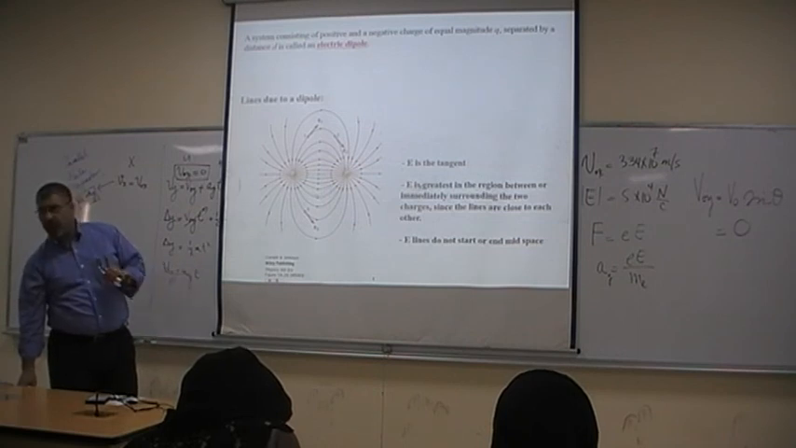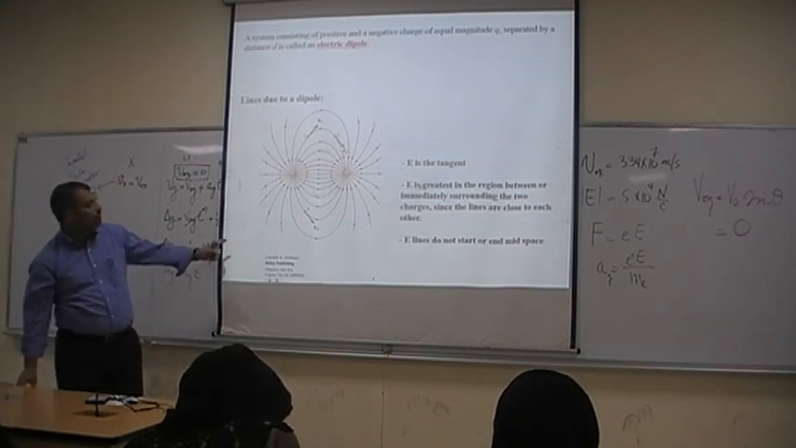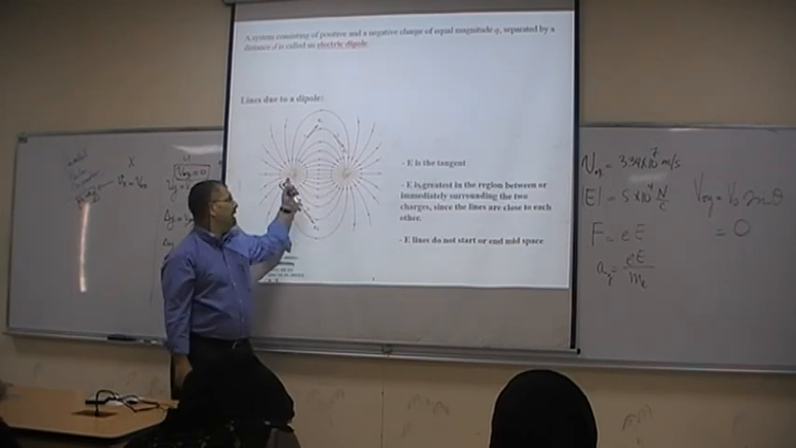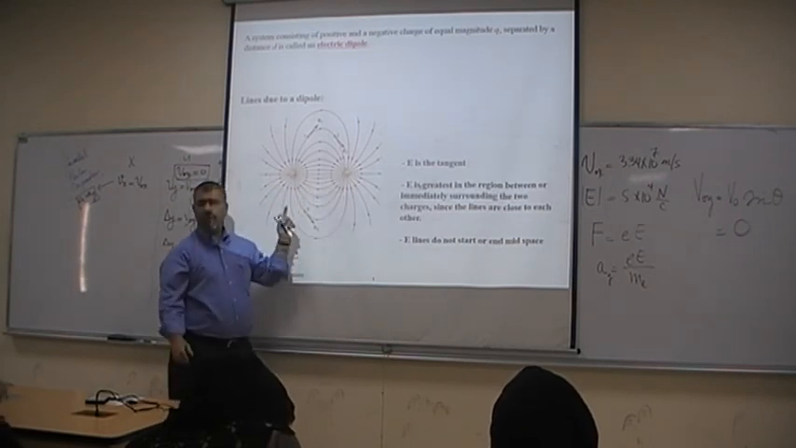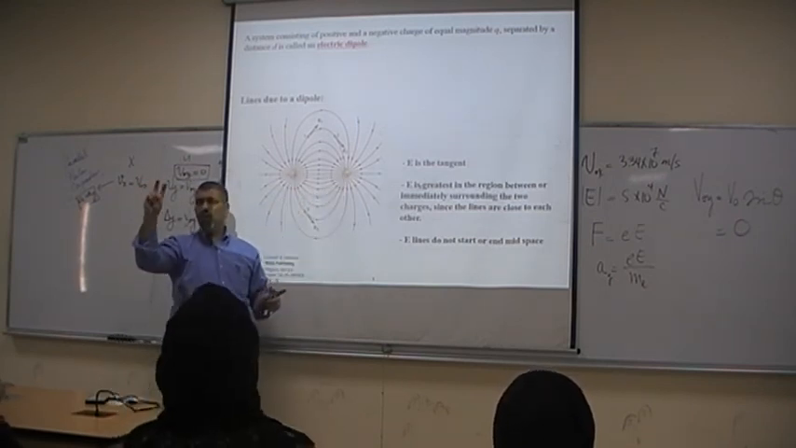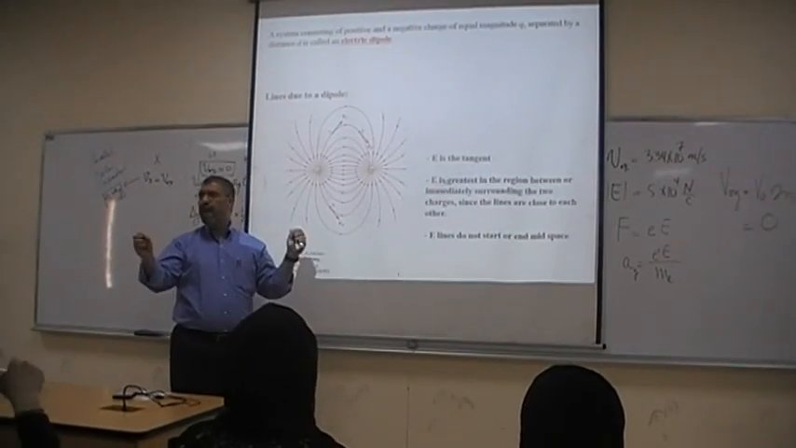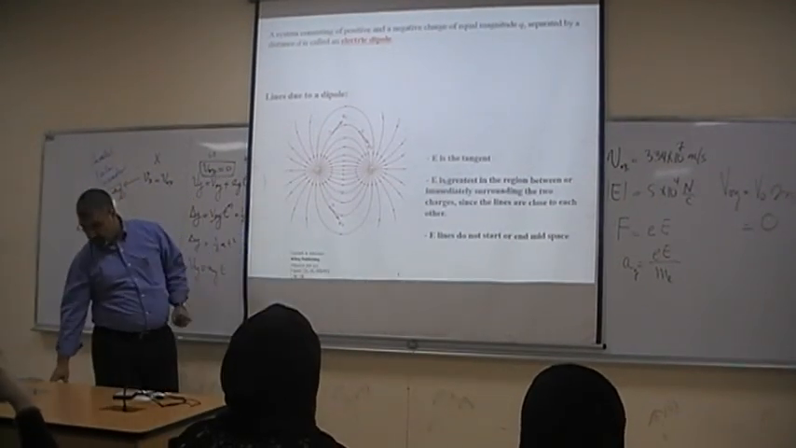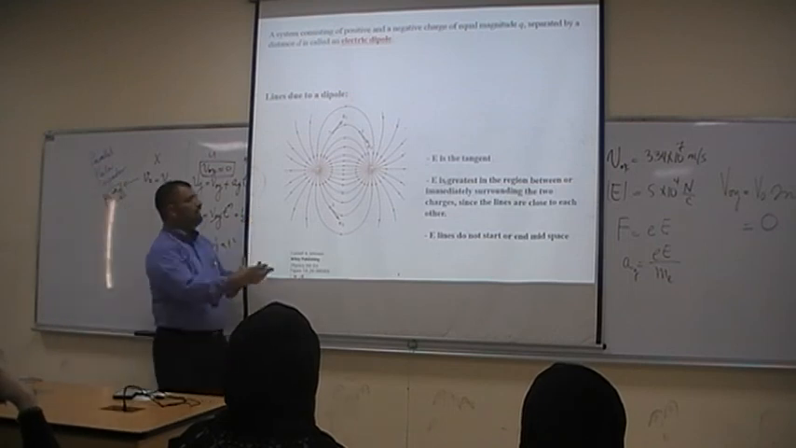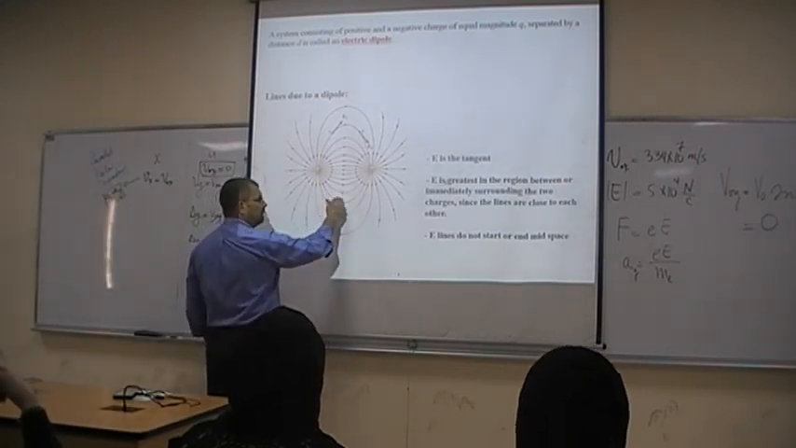One more minute, very quickly. This is called an electric dipole: two charges which have the same magnitude but opposite sign. If I have these two charges, this is what the electric field lines look like.